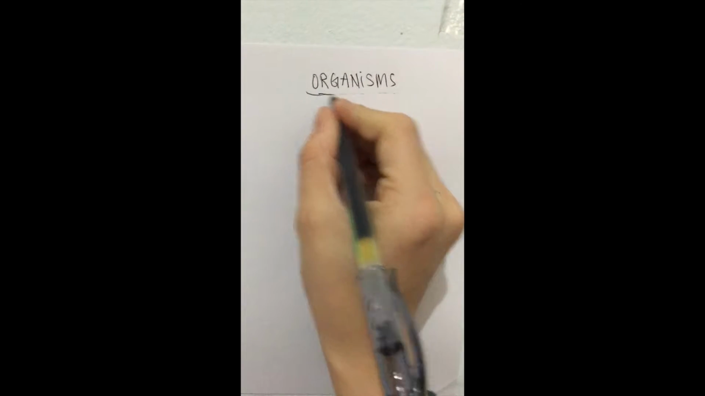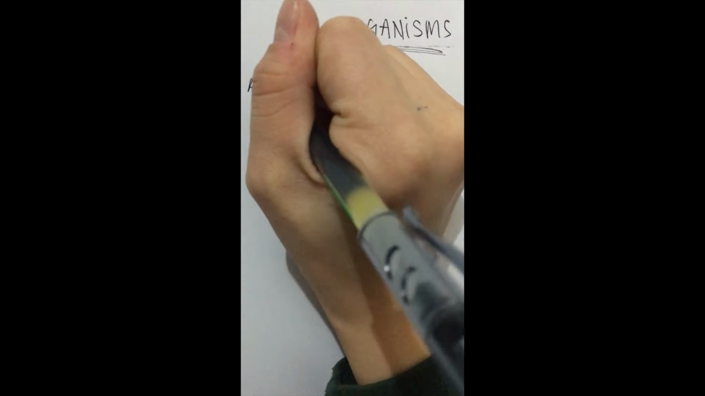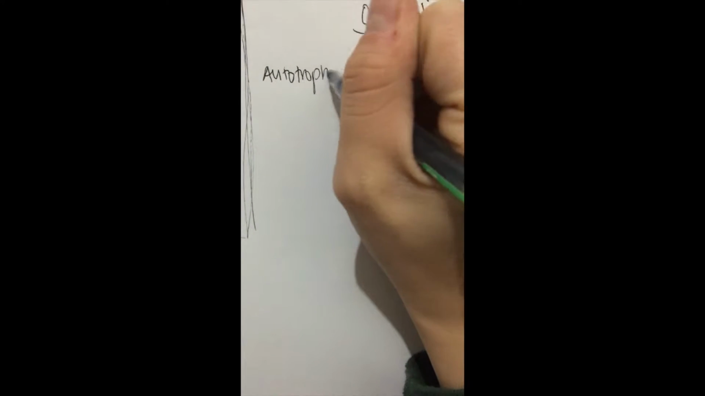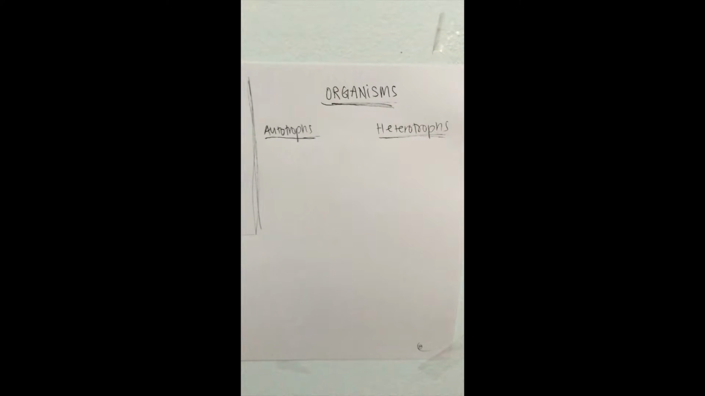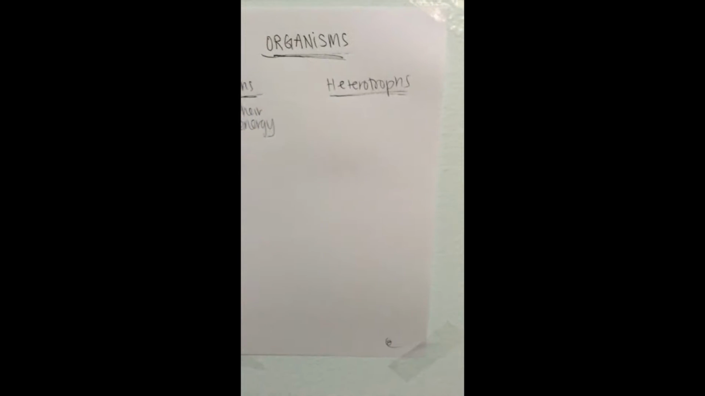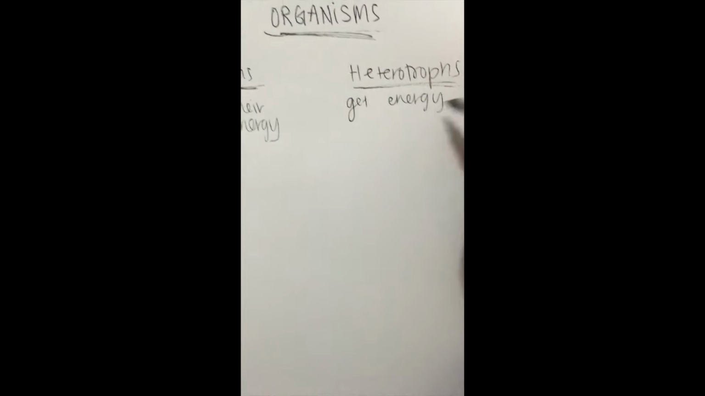To continue, we're going to talk about the two different types of organisms. In an ecosystem, there are two kinds of organisms. There are the autotrophs and the heterotrophs. Autotrophs are organisms that make their own energy, for example, plants. Whereas on the other hand, heterotrophs are organisms that get energy by consuming other organisms.